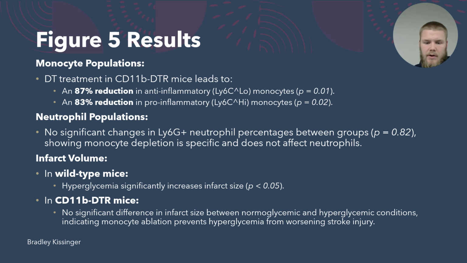And then the infarct volume right here, we're looking at the hyperglycemia significantly increased that infarction size in the wild type mice, but in the DTR mice, there was no significant difference in the infarction size between the normal glycemic and the hyperglycemic mice. This just shows that the monocytes were able to prevent the worsening of the stroke even in the hyperglycemic through that diphtheria toxin receptor that is on the monocyte.